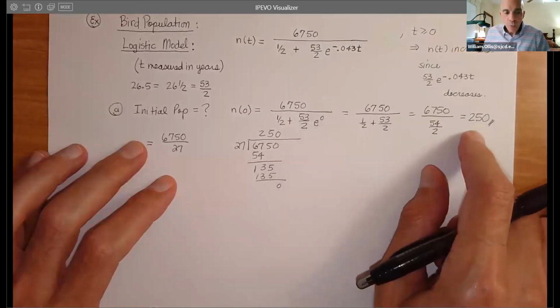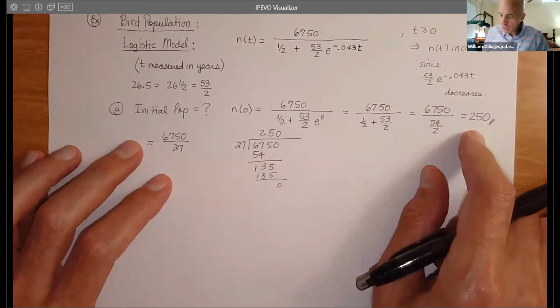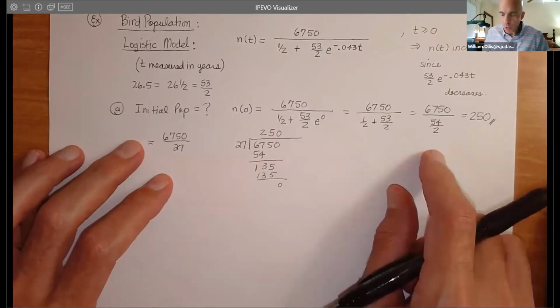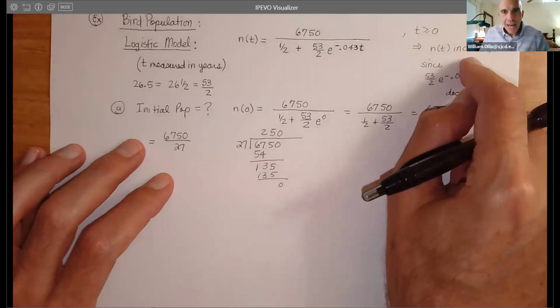And now what we're thinking of is, is there going to be a limiting population? So if we wanted to sketch a graph, we know that it would have to be rising, but rising to what?